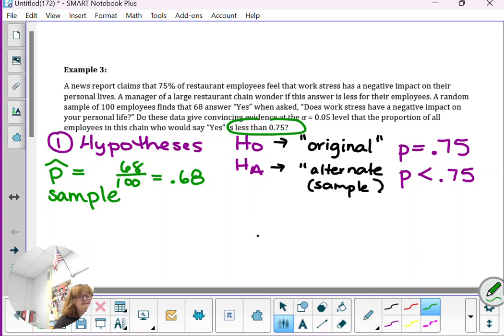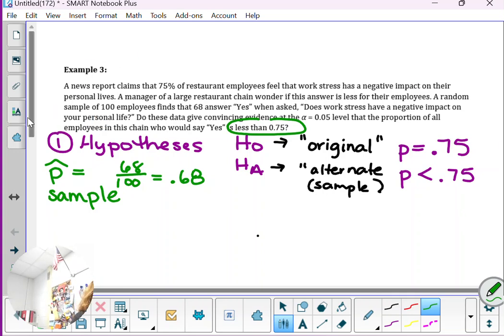And so the question is, is the 68% different enough from 75% to convince us that the actual percent is less than 75? We did get less than 75 in this sample, but is it small enough? Is there enough of a gap for us to think, oh yeah, it's probably something else, or is this just normal variation?